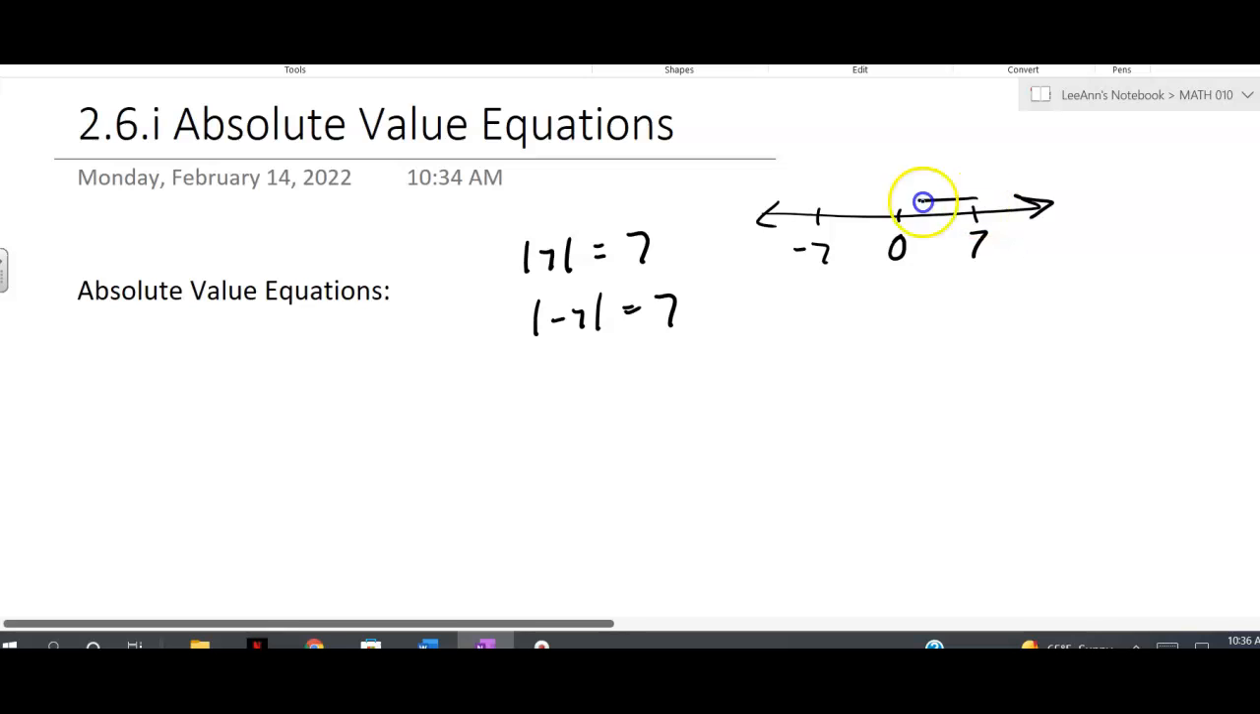So you're 7 units away, but to the right, if you're a positive 7, you're 7 units away, but to the left, if you're a -7. Okay. Anyway, that's absolute value.